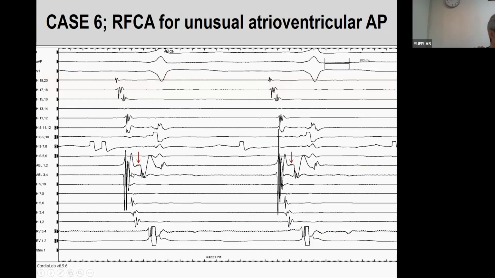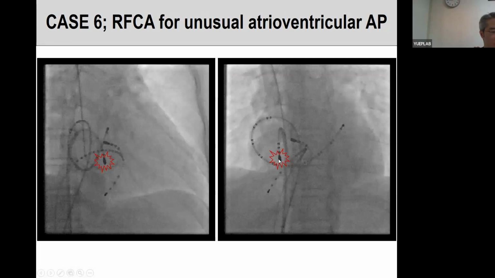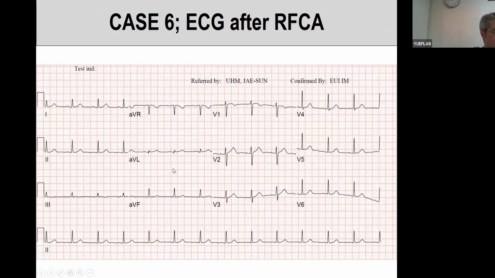This is the accessory pathway potential here. Here we ablate this point. We successfully ablated this accessory pathway. This is the ECG after catheter ablation. We can see no delta wave.